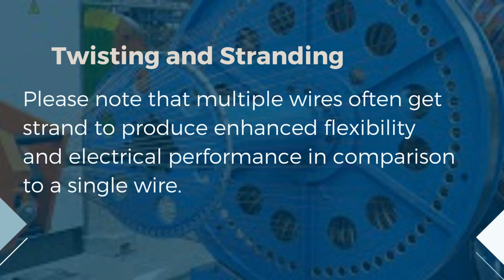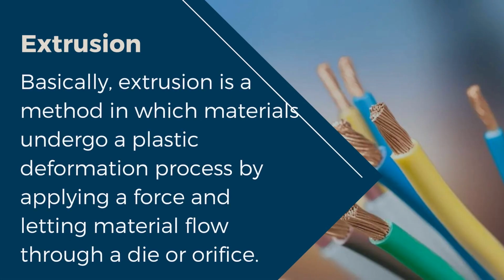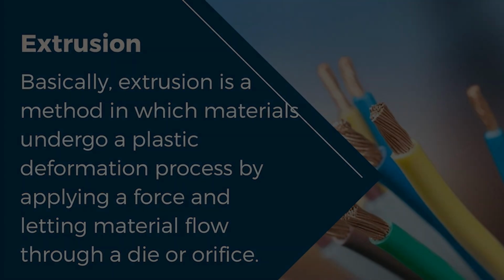Twisting and stranding. Please note that multiple wires often get stranded to produce enhanced flexibility and electrical performance in comparison to a single wire. Manufacturers use some kinds of operators to carry out this process with efficiency. Extrusion. Basically, extrusion is a method in which materials undergo a plastic deformation process by applying a force and letting material flow through a die or orifice.